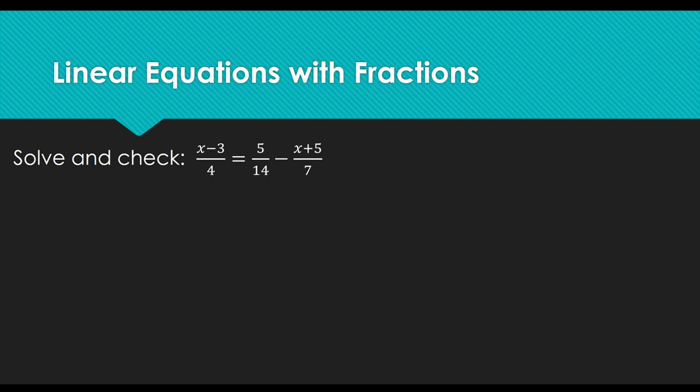We have x minus 3 all over 4 equals 5/14 minus x plus 5 all over 7. So notice that we've got some fractions. Now, we didn't have to have every single term have a fraction. As long as you have more than one fraction, or technically even just one fraction, you want to look at your denominators. We want to find the least common denominator.